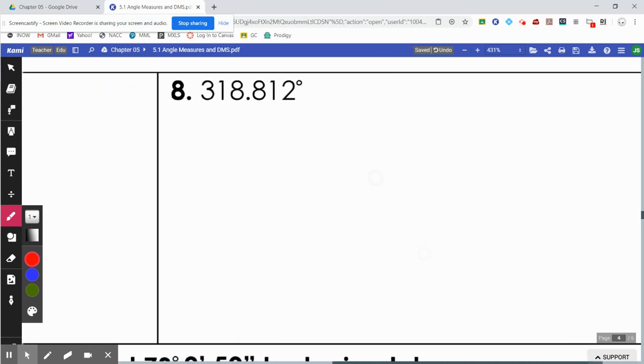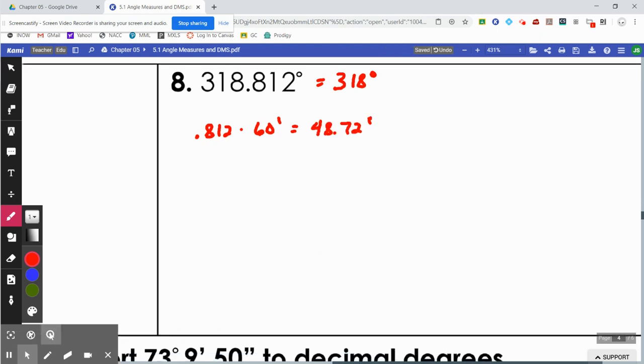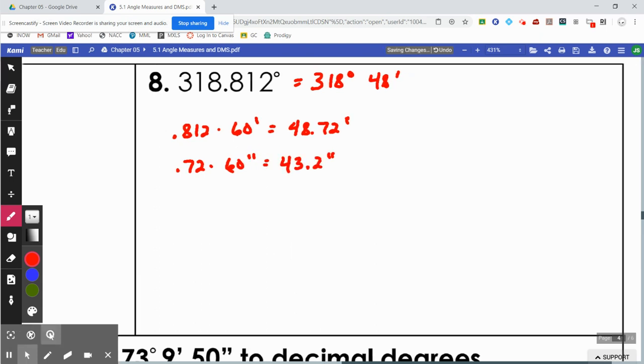Number 8. 318 full degrees. Take the 0.812, multiply it by 60 minutes to find out how much of another degree we have. And I get 48.72 minutes, which is 48 full minutes. Take the 0.72, multiply it by 60 seconds, and you get 43.2 seconds. So that would be another 43 seconds.